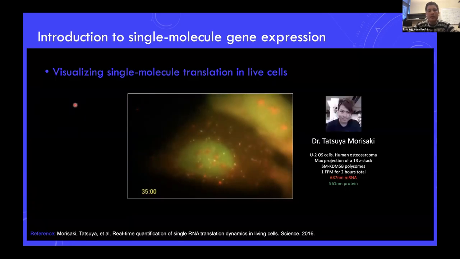So this is how translation at single molecule resolution looks. This is a live cell, a human osteosarcoma cell. And this video was taken by Dr. Tatsuya Morisaki and is part of his publication in 2016. Basically, what we are observing here is the KDM5B protein. This protein is a membrane protein. In red, you can see the RNA that is going to produce this protein. All those spots there are single RNAs. And the green spots are the protein being produced.